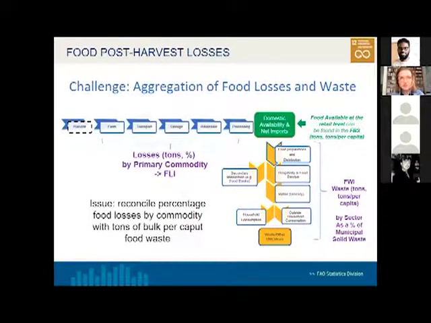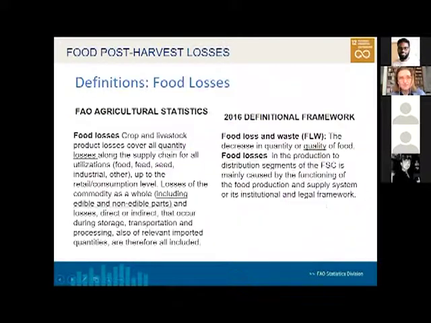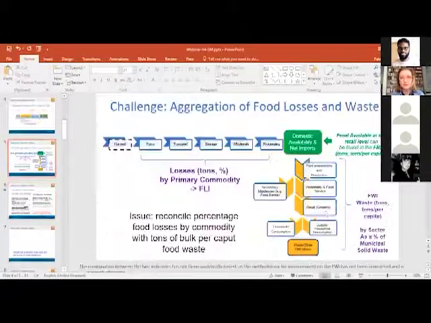I am very sorry, my internet connection is unstable. And so again, I cannot move the presentation. So I need to, okay, I need to go back to this kind of screen.